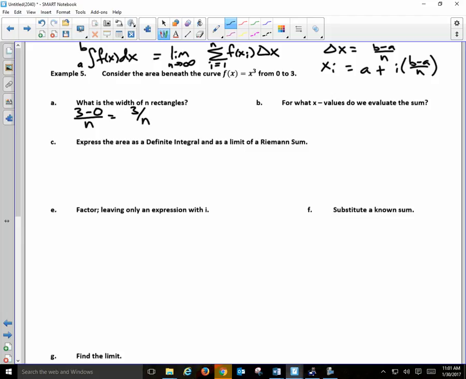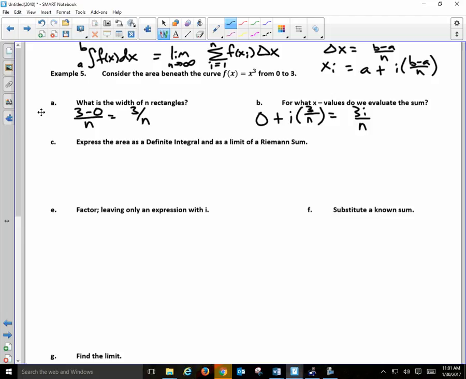If I would like to find the spot at which we evaluate the sum, those are my x sub i values. So if you look over here on the board, we go over 1 width, 2 widths, 3 widths, 4 widths, 5 widths from a. So we start with a. What is a in this problem? We add on to it i widths, and the width is 3 over n. And we get 3i over n.